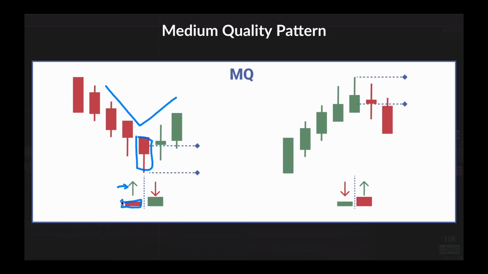And this is going to be red. Now, if this was green, then this isn't an MQ setup. This is an HQ setup. But if I've got bearish delta, then this bar had better be green.